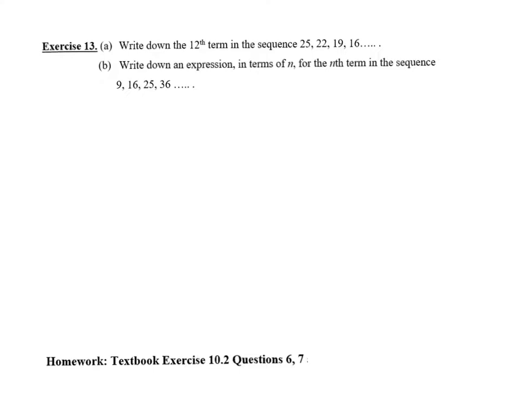Exercise 13, part A. Write down the 12th term in the sequence. What do you notice down here? I have 25, and then it dropped to 22, and dropped to 19, and dropped to 16. It looks like it's decreasing, right? So from the number 25, I subtracted 3 to give me 22. I subtracted another 3, and that gives me 19. Subtract another 3, that will give me 16.